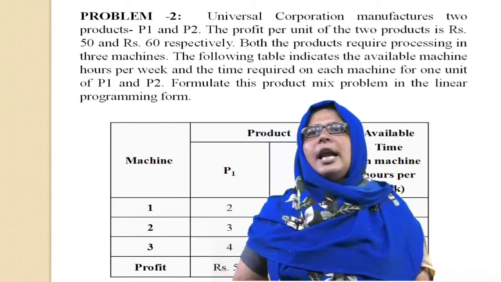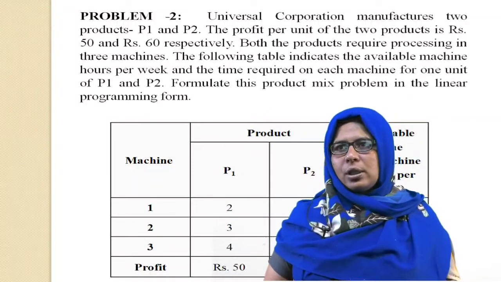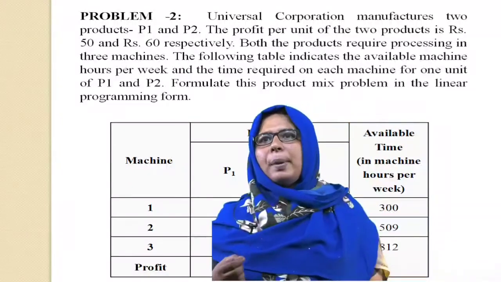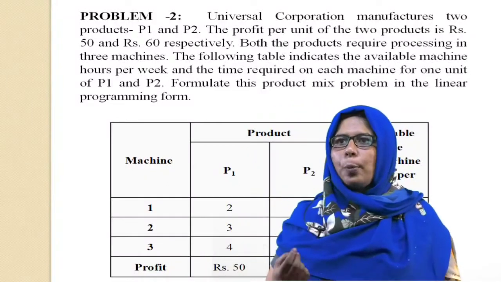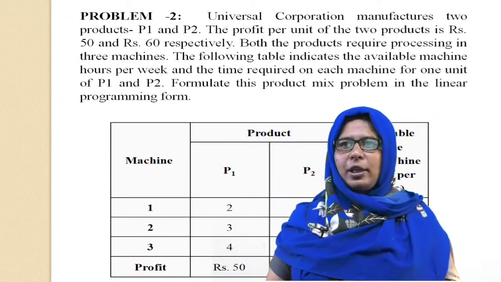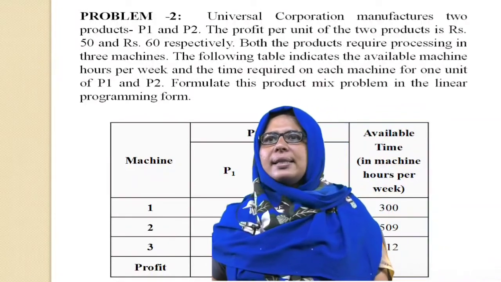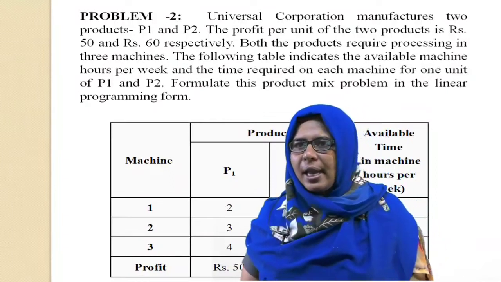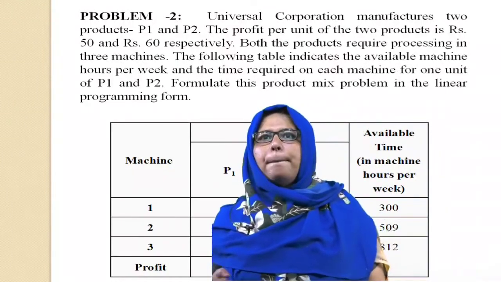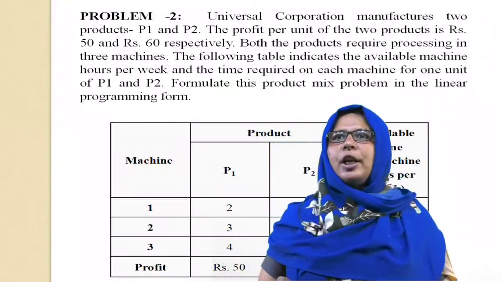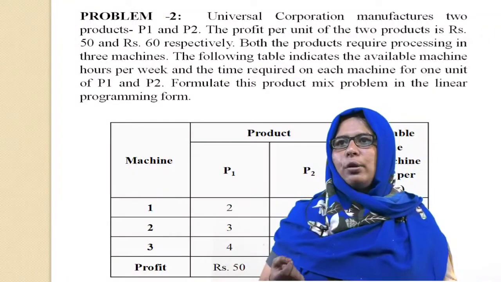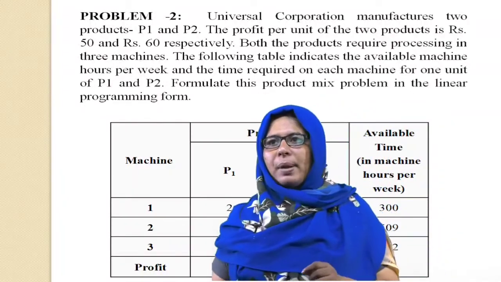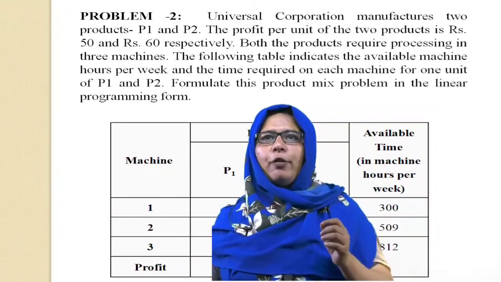Problem 2. Universal Corporation manufactures two products P1 and P2. The profit per unit of the two products is rupees 50 and rupees 60 respectively. Both the products require processing in 3 machines. The following table indicates the available machine hours per week and the time required on each machine for 1 unit of P1 and P2. Formulate this product mix problem in the linear programming form.